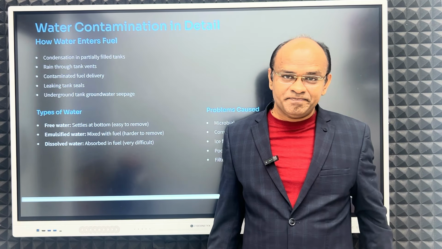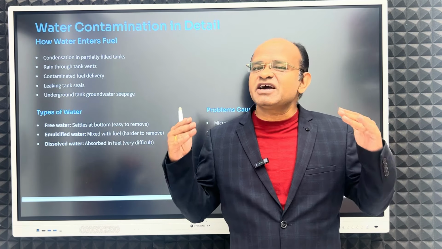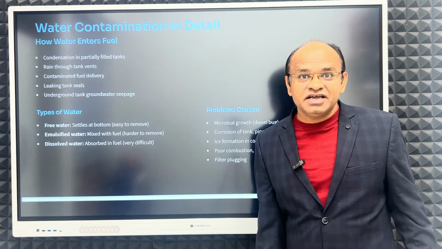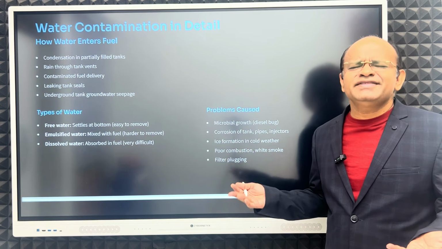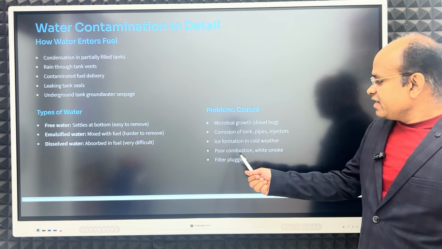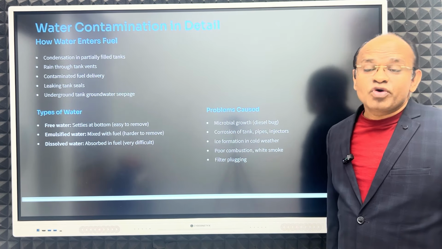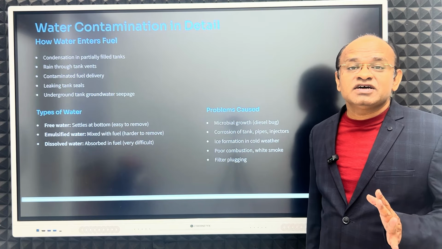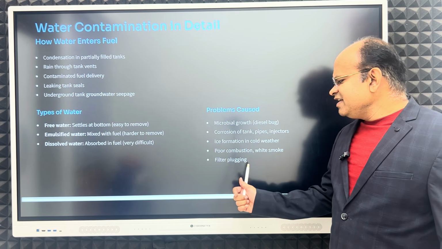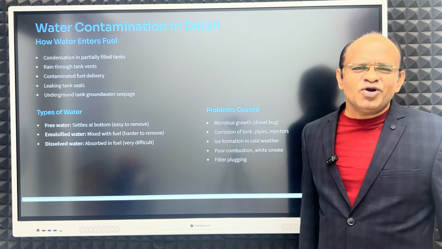So this is water. Its volume increases, it occupies more space when it becomes solid. So this is a water property. That is why ice formation is dangerous for us. It can do anything. Okay, it breaks rocks. Okay, now poor combustion, white smoke. If you are seeing white smoke, it means water. Okay, combustion will be poor. Filter plugging, filters will be blocked because of water.